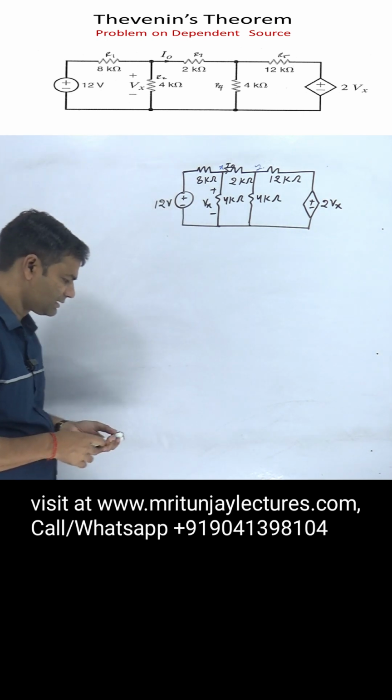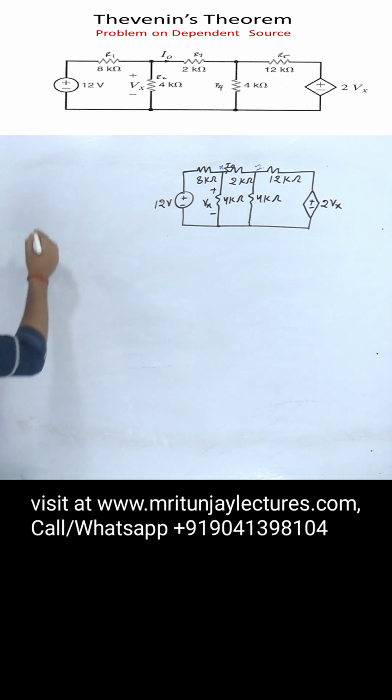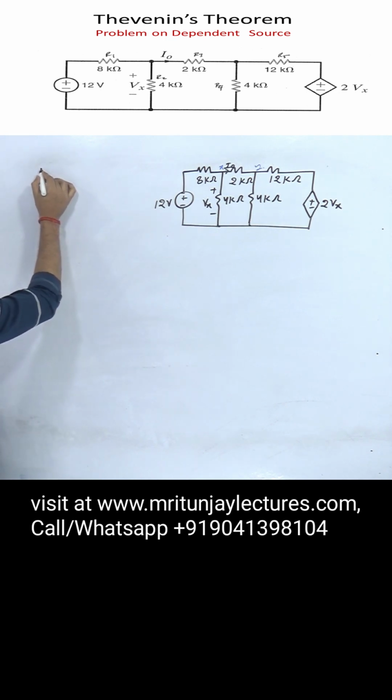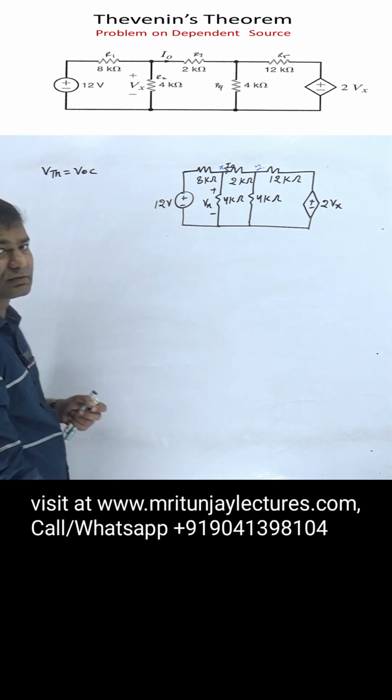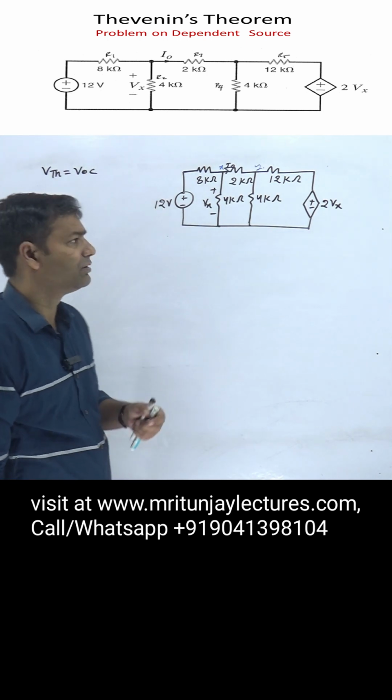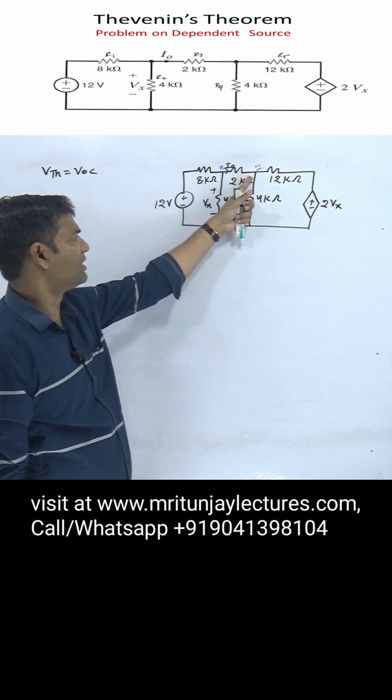So how can we do it? First of all, we focus on VTH. VTH means V of open circuit, V of OC, corresponding to the XY terminal.